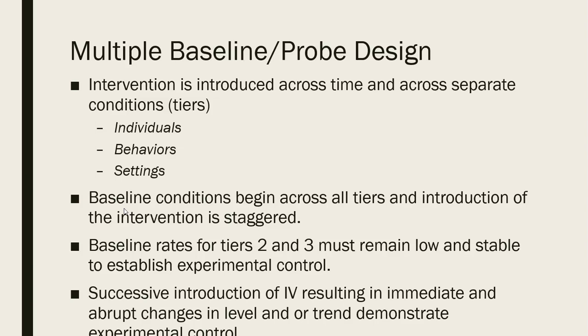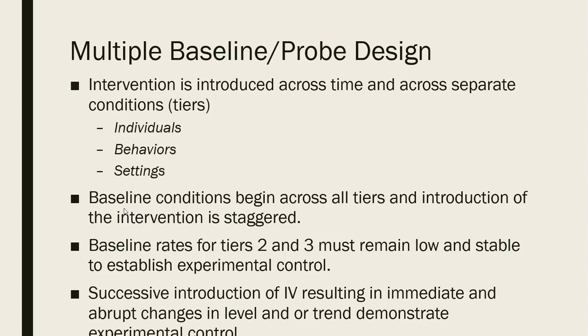Some experts conceptualize each baseline, be it different behaviors in the same individual, different settings where the same individual's target behavior is occurring, or different individuals exhibiting the target behavior in the same setting, as differing target behaviors or dependent variables. Each baseline followed by an intervention is treated as a separate applied behavior analysis, so each tier is essentially a new dependent variable. Now, I will generally refer to these as tiers.